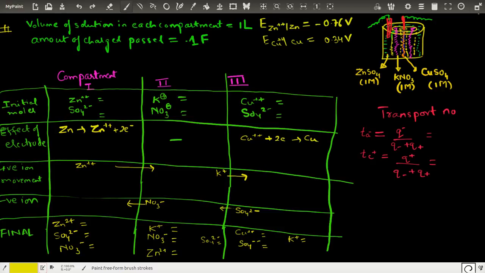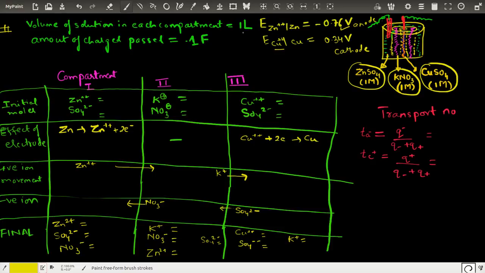As you can see over here, the compartment one contains zinc sulfate having concentration of 1 molar. Second compartment is KNO3 1 molar, and third is copper sulfate 1 molar solution. Now clearly, from the reduction potentials we can see the zinc would be acting as an anode, and copper would be acting like a cathode, which effectively means zinc would be oxidized and going inside the solution, and the copper ions from the solutions are getting deposited at the cathode.